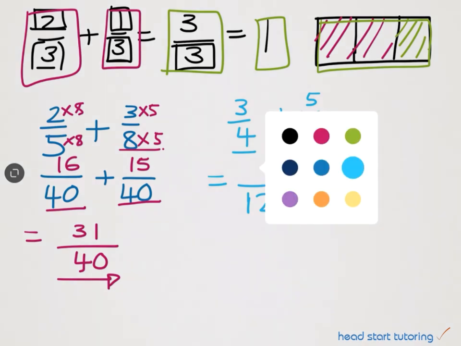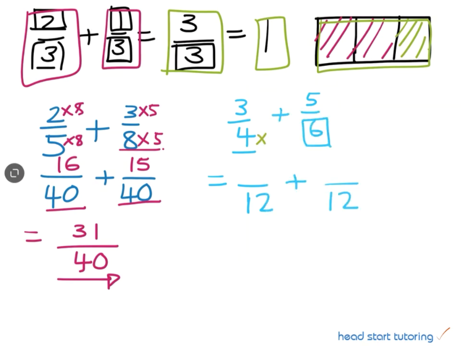So now I need to ask myself, what did I multiply 4 by to get to 12? I multiplied that by 3, so I need to multiply my 3 by 3 as well. So 3 by 3 is 9. So 9 over 12 is equivalent to 3 over 4. What did I multiply my 6 by to get 12? I multiplied it by 2. So 6 times 2 is 12, so 5 times 2 gives me 10. So 5 over 6 is then equivalent to 10 over 12.